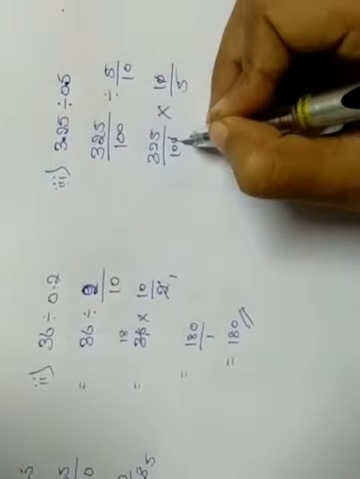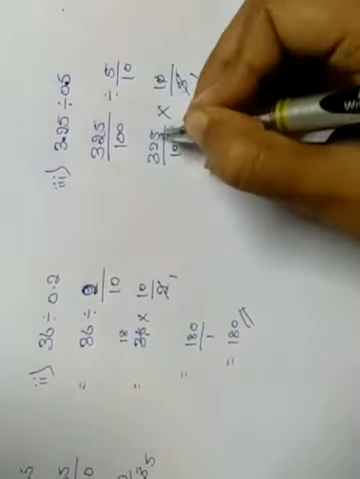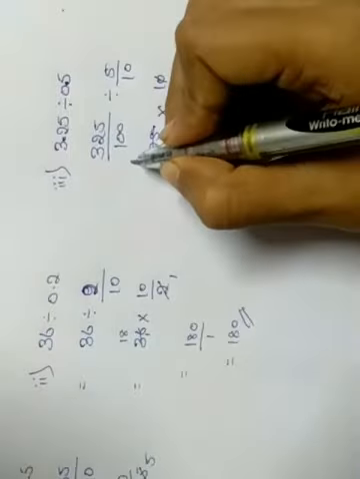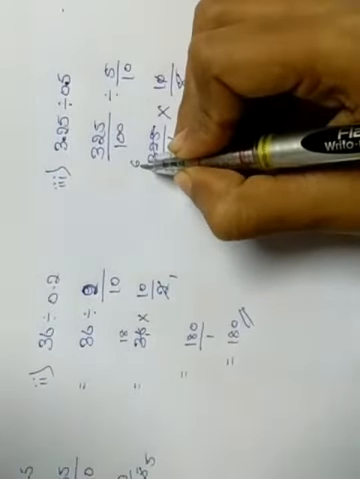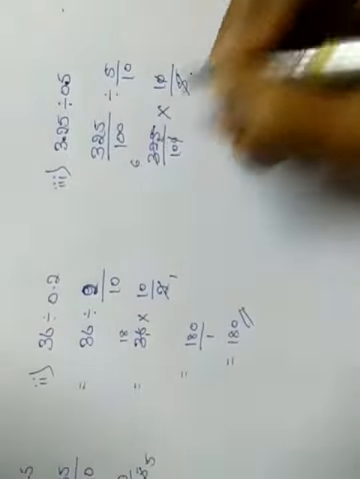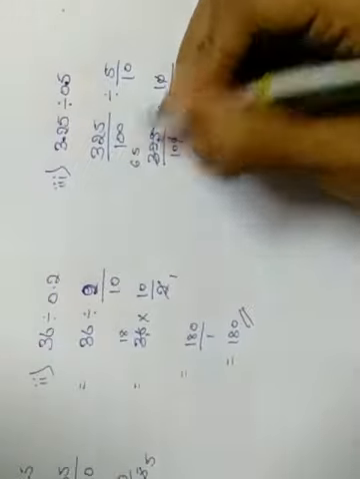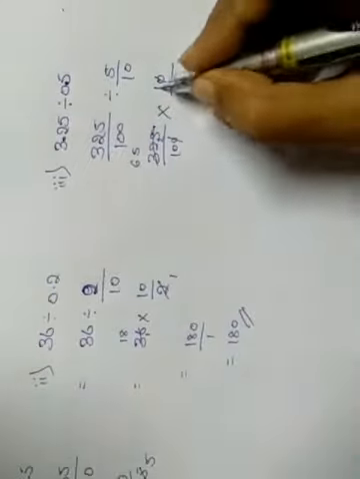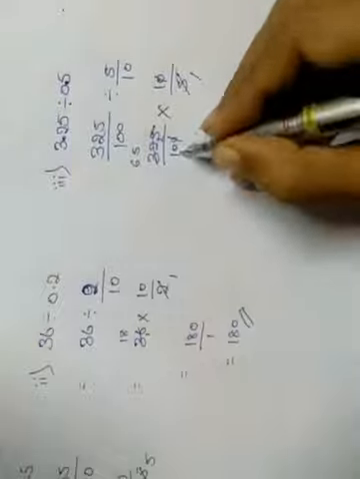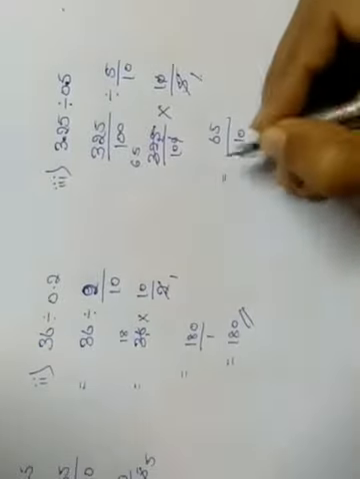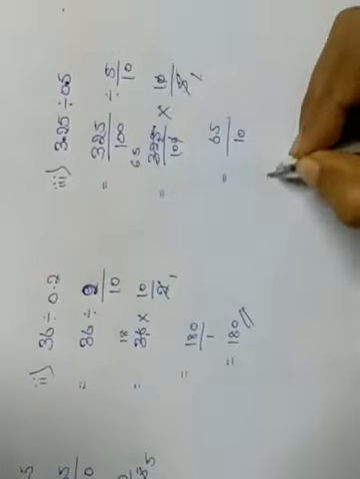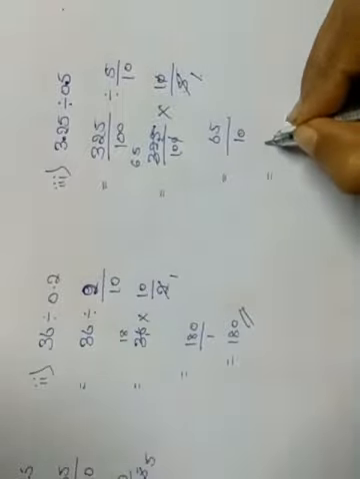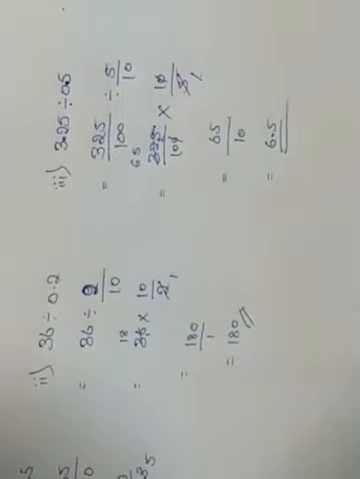1 0 cancels, 1 0 cancels, 5 1s are 5. Then how much are 5 6s, 30. Here it is 32. 5 6s are 30. Remaining is 2. Then 5 5s are 25. 65 1s are 65 and this 10 1s are 10. Now we'll give the decimal point. Single zero present, so 6.5. Answer.